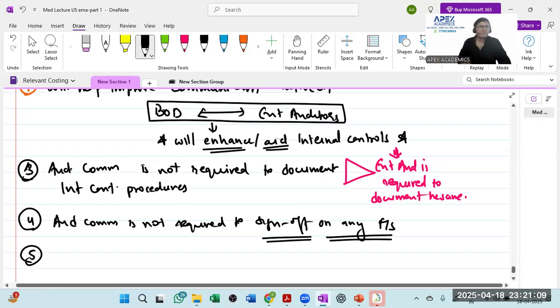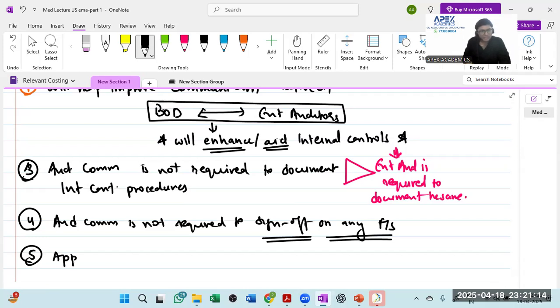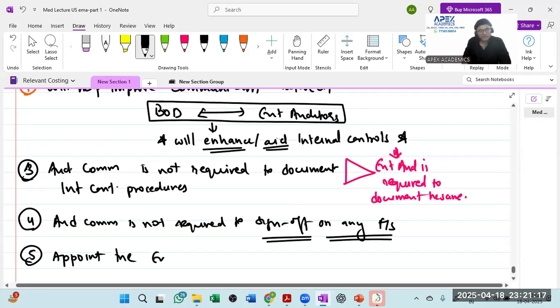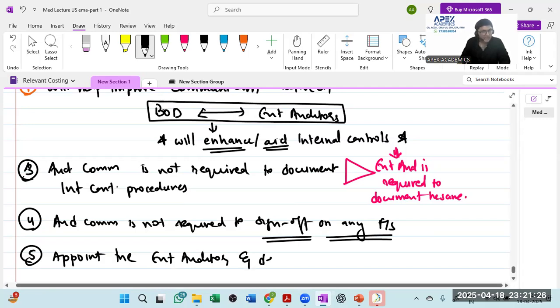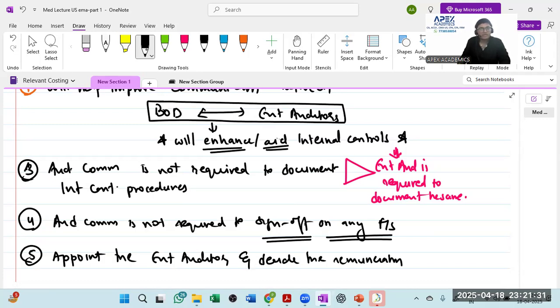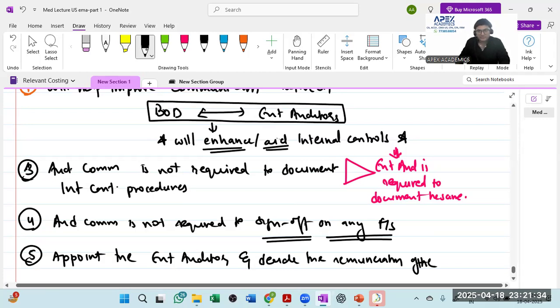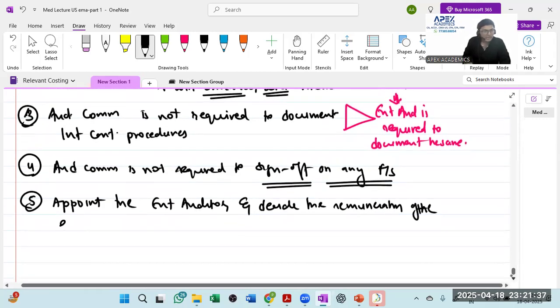Next point. Sir, the next point is that the audit committee will, most important, appoint the external auditor, and they will decide the remuneration of the external auditor. Please keep that much in mind.